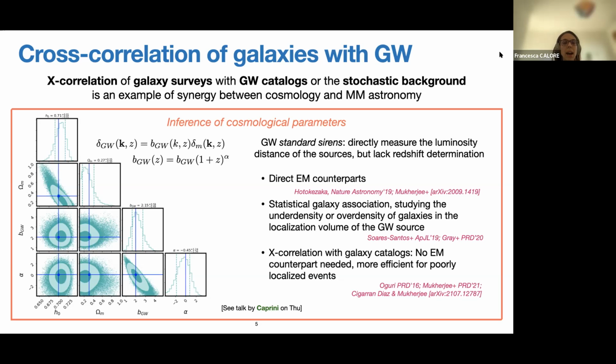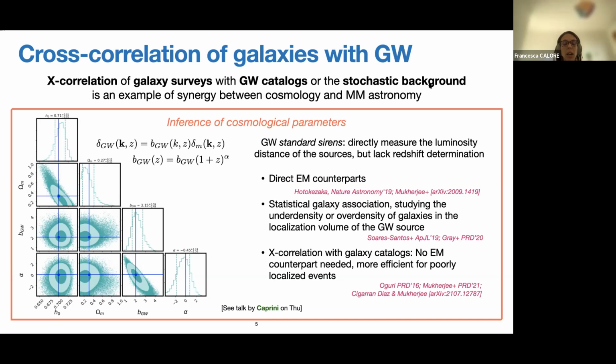This has to rely either on the direct association with electromagnetic counterparts, for which we can then fix the redshift and measure it, or on statistical galaxy association, where the overdensities and underdensities around the gravitational wave source within its localization volume are studied, giving a probability of a galaxy actually being associated to the gravitational wave event. And finally, a third method relies on cross-correlation.